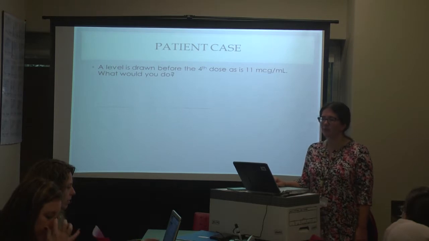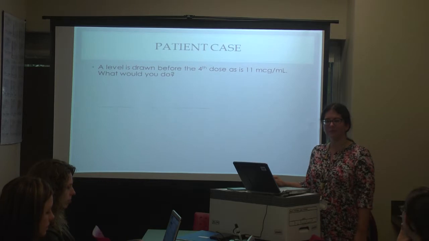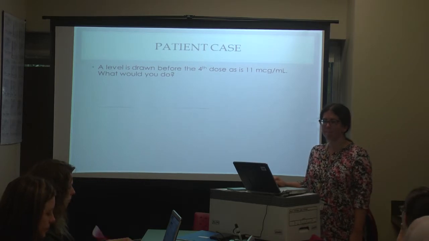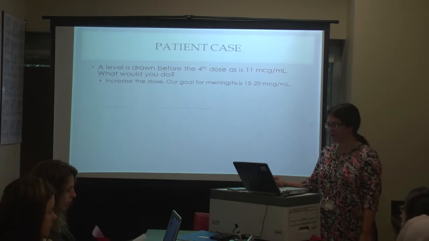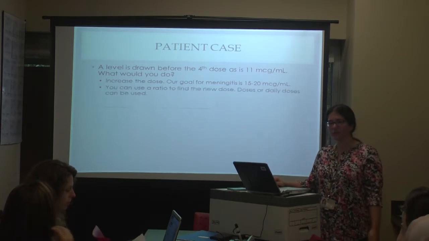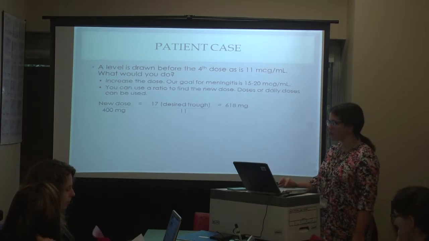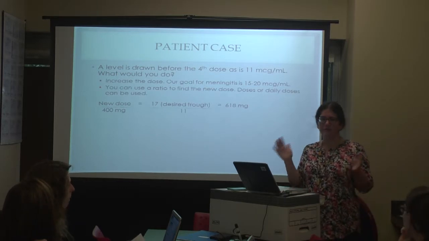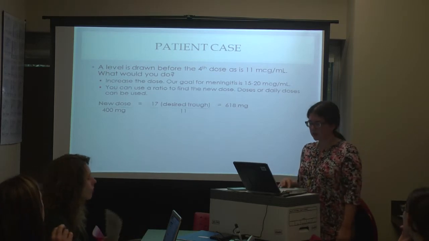So a level is drawn before the 4th dose, and it's 11 micrograms per mL. What would you do? Increase the dose. So our goal is 15 to 20. We can use a ratio to find the new dose, assuming we have linear kinetics. So you can use either the dose or the daily dose, but if you're not going to be changing the interval, it's usually easier just to do the actual dose.